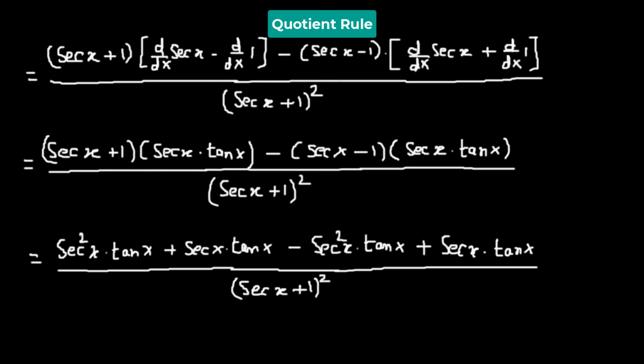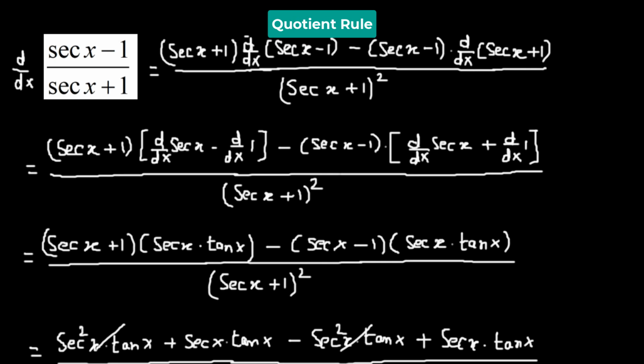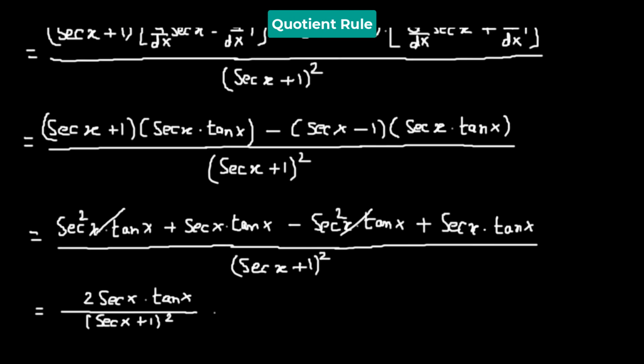So the secant squared x times tangent of x gets cancelled, and we have 2 times secant of x times tangent of x divided by secant of x plus 1 whole squared. So this is going to be the derivative of our function, which is secant of x minus 1 over secant of x plus 1 when we find its derivative with respect to x.